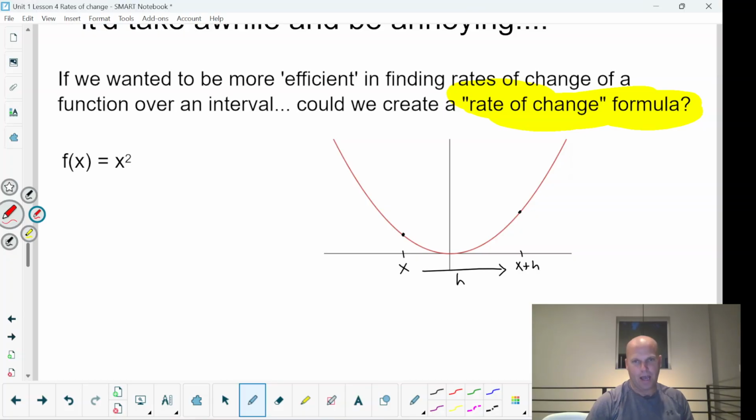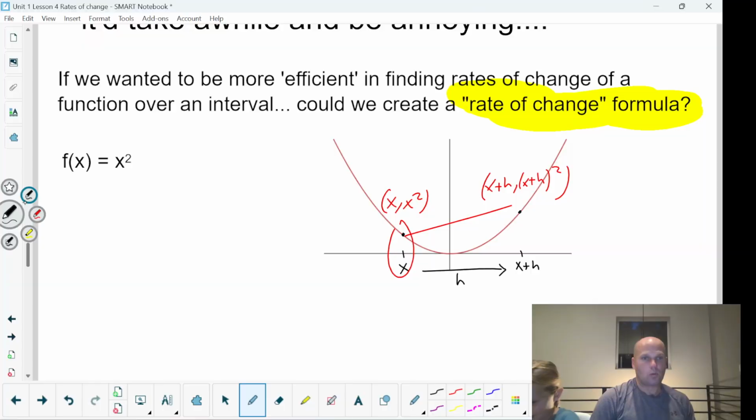starting at a value x, and we are going to find the slope between this value x and this value at x plus h. I'm going to add a distance of h. Now, if I have this value x, I know this point on this graph would be x comma x squared. If I have x plus h, I'd have x plus h comma x plus h squared. Cool. And I'm going to use the slope formula. So I'm just going to use y2 minus y1 over x2 minus x1.